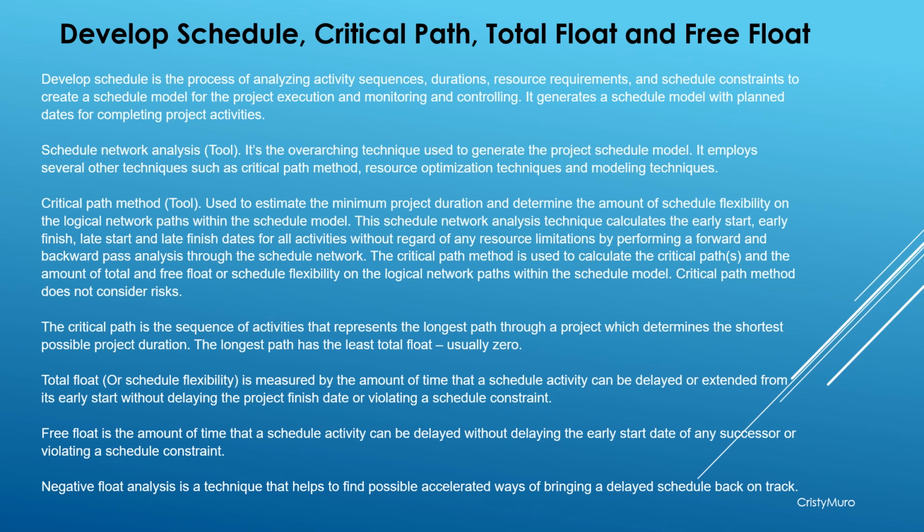Critical path method. The critical path method is a tool used to estimate the minimum project duration and determine the amount of schedule flexibility on the logical network paths within the schedule model. This schedule network analysis technique calculates the early start, early finish, late start, and late finish days for all activities without regard of any resource limitations by performing a forward and backward path analysis through the schedule network.